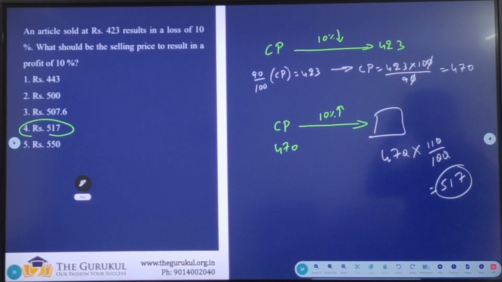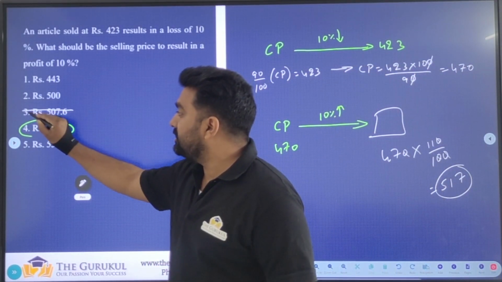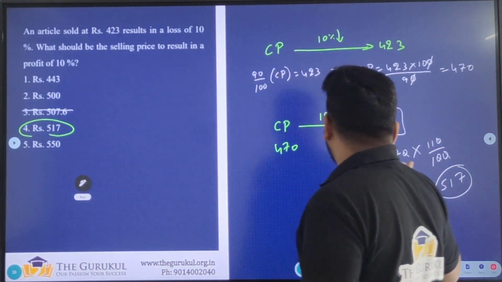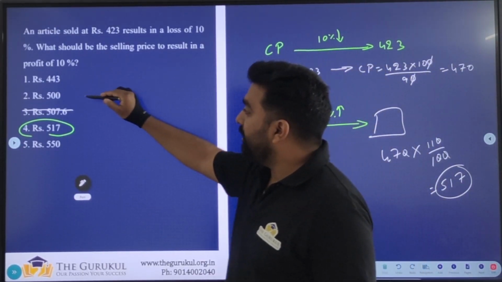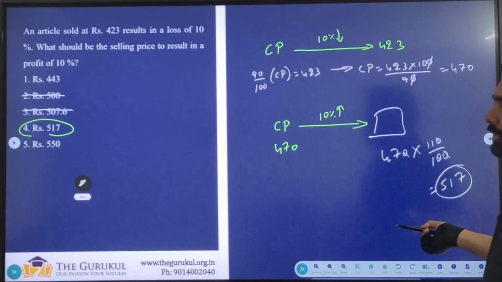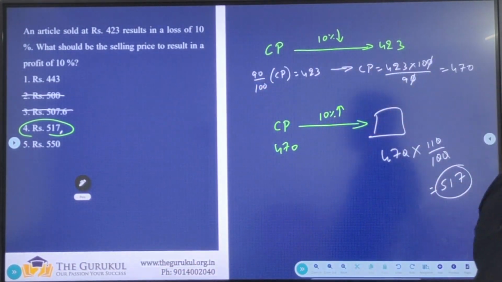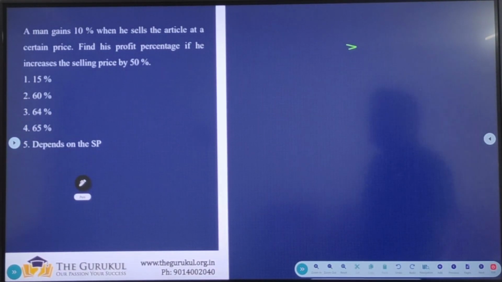Clear? See, if you don't want to do like this also, look at the options. This will not be the answer because decimal will not come. There is no denominator. It will not end with zeros also. 47 into 11. So ending should be with 7. Ending 7 is only there for this one. So answer is option 4. Next.